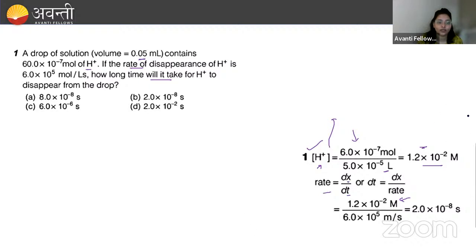And which option is correct, A, B, C, D? You can see option B contains the value 2 into 10 raised to minus 8 seconds. So in this way this problem was framed, and we needed to calculate how long it will take for H plus to disappear from the drop.